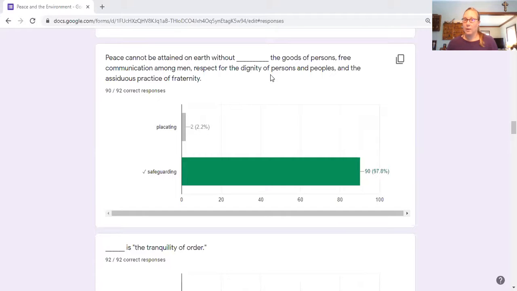Respect for the dignity of persons and peoples. We've talked a lot about that this semester. If you're not respecting the dignity of each human being in their life, it's probably not a peaceful society, even if you're not overtly at war. And then the assiduous practice of fraternity. Fraternity means brotherhood, okay?